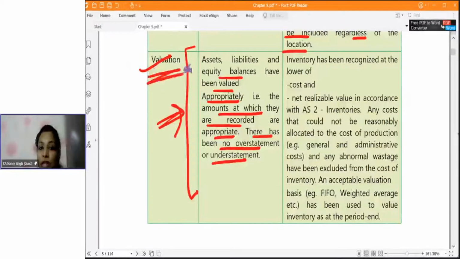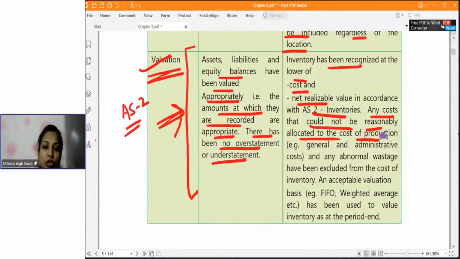So valuation. Now Bhumika, the doubt that you raise कि मैम अकाउंटिंग स्टैंडर्ड्स की नॉलेज अप्लाई होगी, देखो होगी ना. इन्वेंट्री में AS2 आप अप्लाई करोगे ना. इन्वेंट्री शुड हैव बीन रिकॉग्नाइज्ड एट लोअर ऑफ कॉस्ट और NRV इन अकॉर्डेंस विद AS2, है ना. And any cost that could not be reasonably allocated to cost of production or any abnormal wastage should have been excluded from the cost of inventory. Auditor को यही तो चेक करना है, कैसे इन्वेंट्री कैलकुलेशन चेक करेंगे. ठीक है? Is it clear?